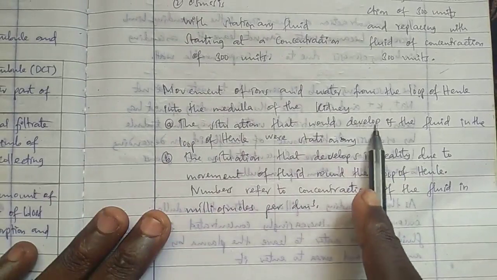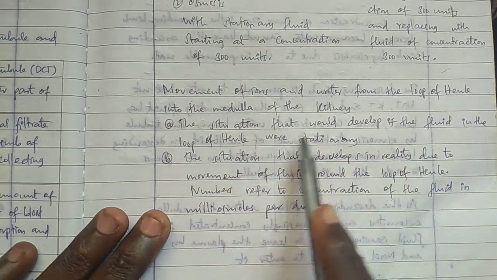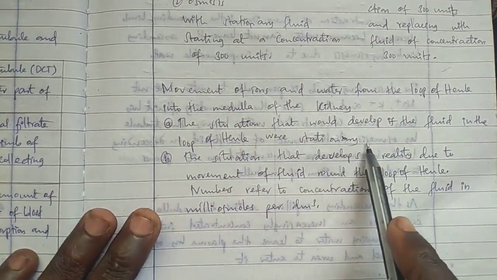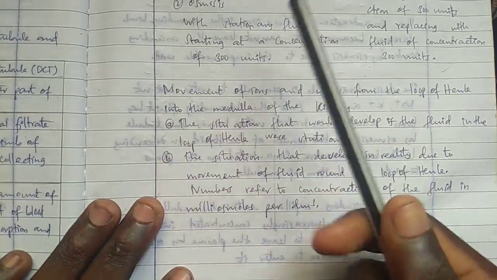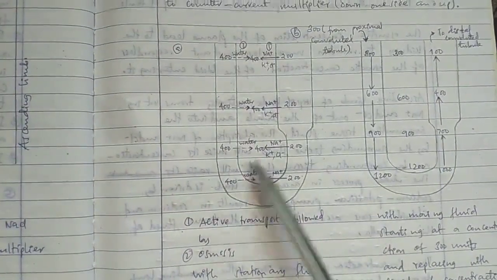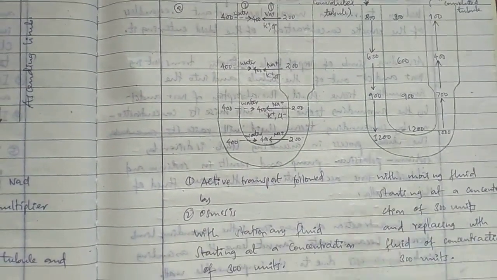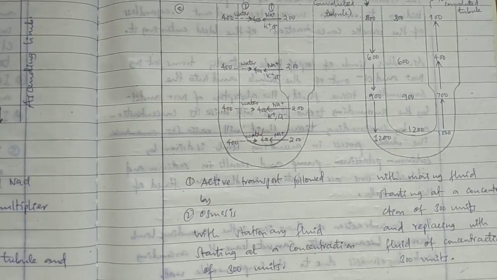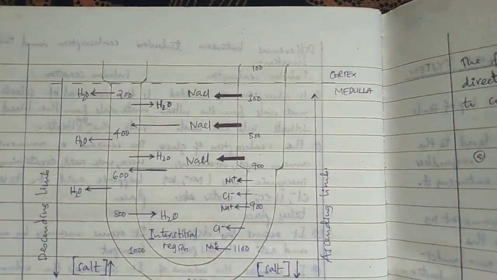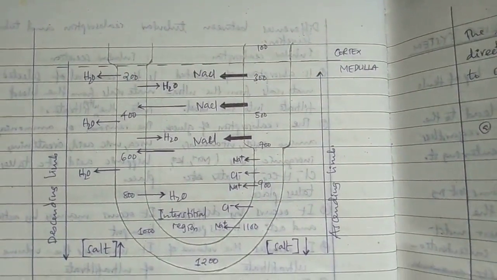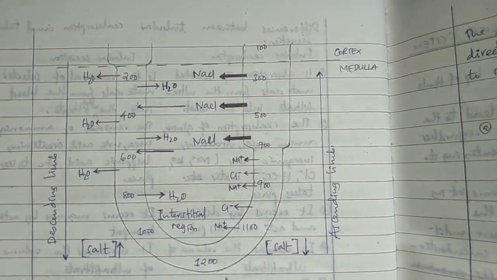The situation that would develop if the fluid in the loop of Henle were stationary. A, pale kama fluid kwenye loop of Henle ingekuwa stationary. Hichi ndicho ambacho ingetokea if the fluid in the loop of Henle were stationary. But what happened is this one, because the fluid is moving. So that the little situation which is happening, the little situation of the countercurrent multiplier. And here the diagram of what is happening.